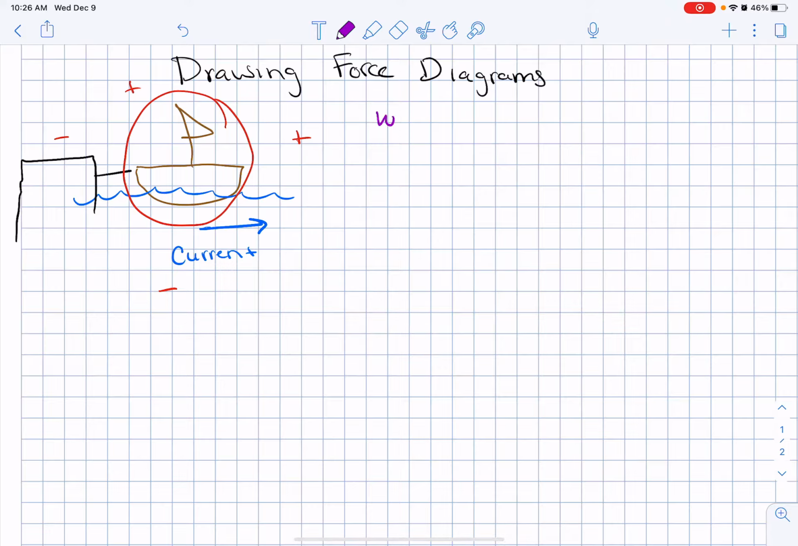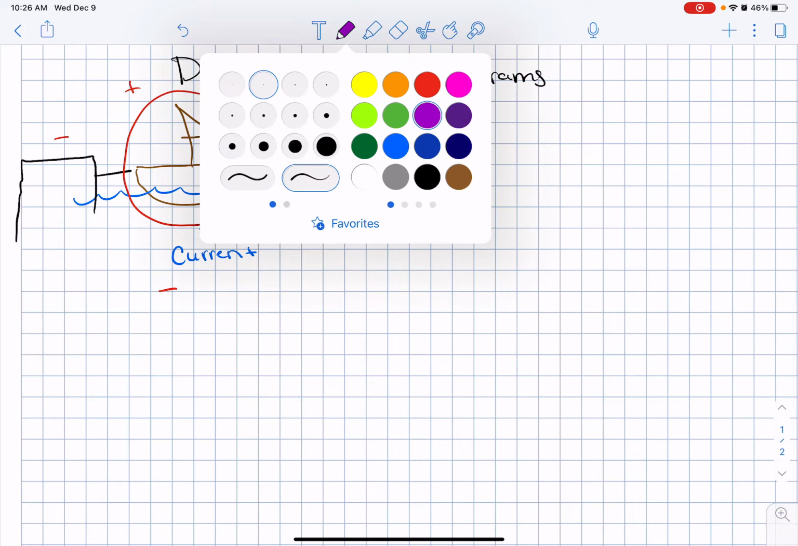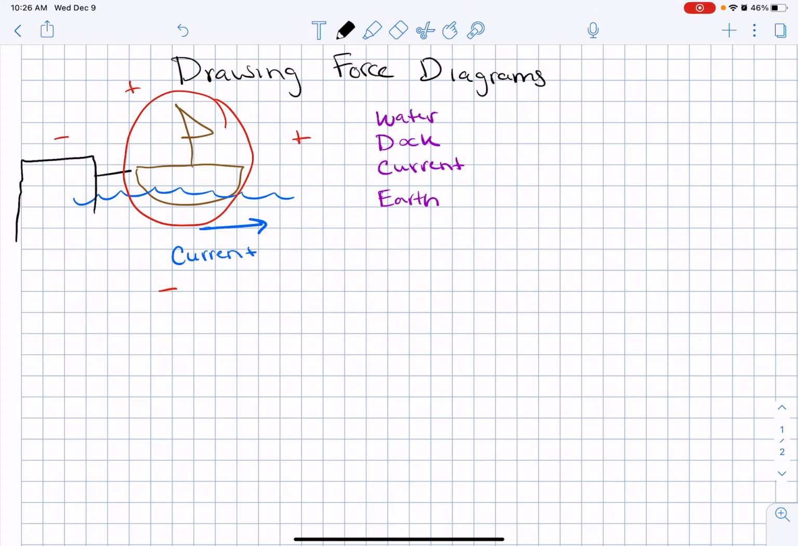And so one I know is the water. I know the dock is. I know the current is, and I know always we're going to add the earth. Because even if an object is not in direct contact with the earth, if it is on earth, the earth exerts a force on it. Okay? So we always include earth. And we've also included the water, the dock, and the current because those are other things that are touching the boat.